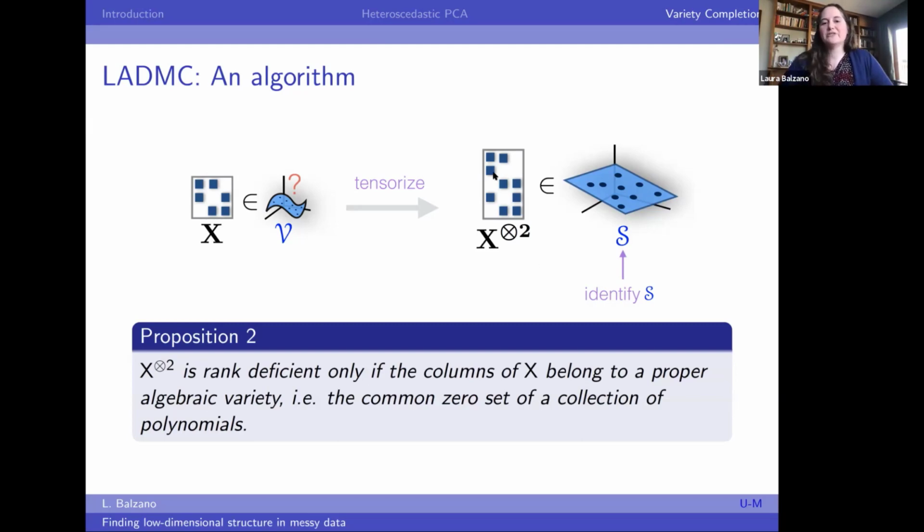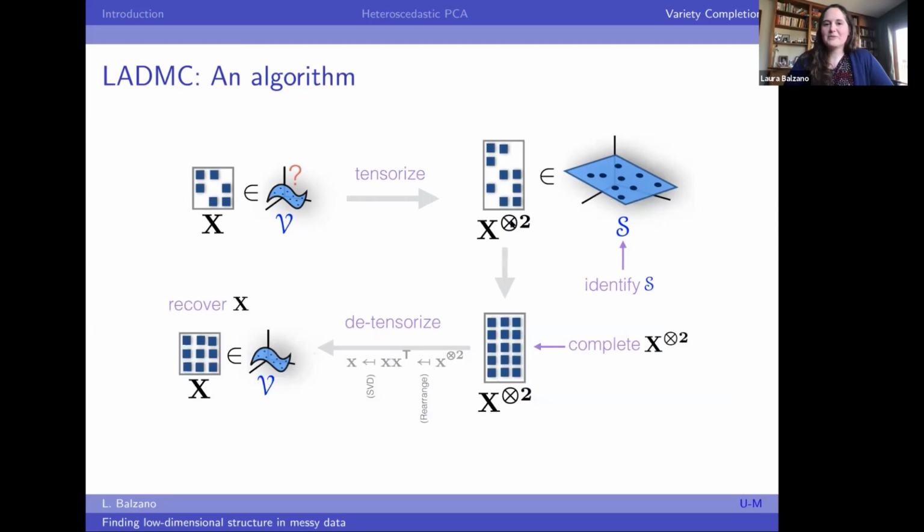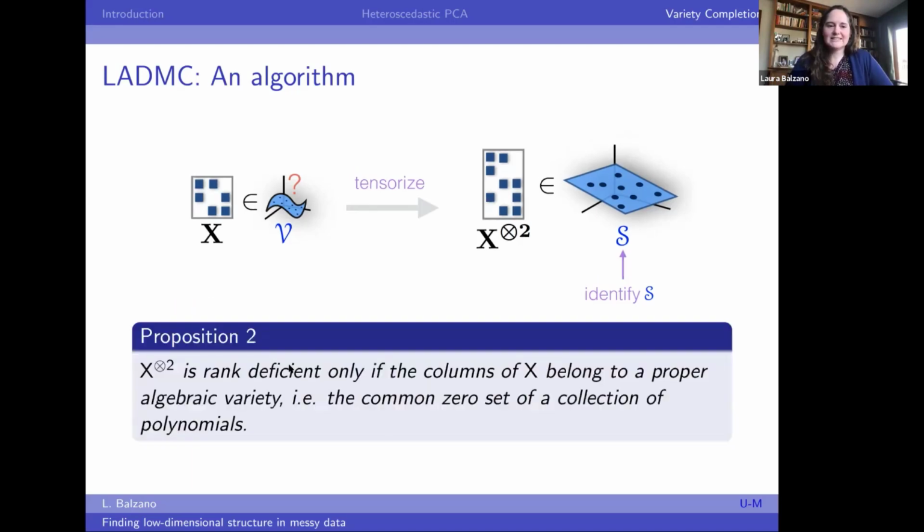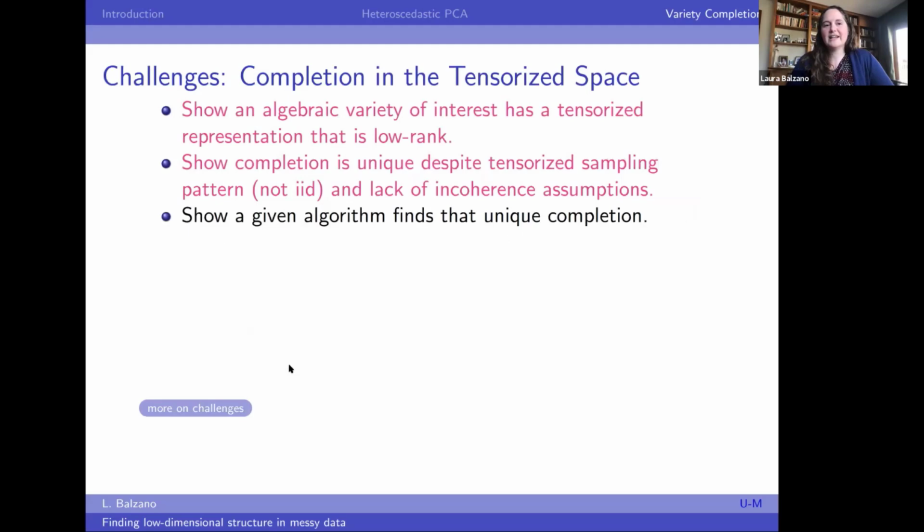So this matrix has linear low rank. And so the idea of our algorithm then is to use matrix completion for linear low rank matrices in this domain, in this lifted domain, do the matrix completion and then find a way to get back to the original space. Okay, there are a lot of challenges in considering an algorithm like this.